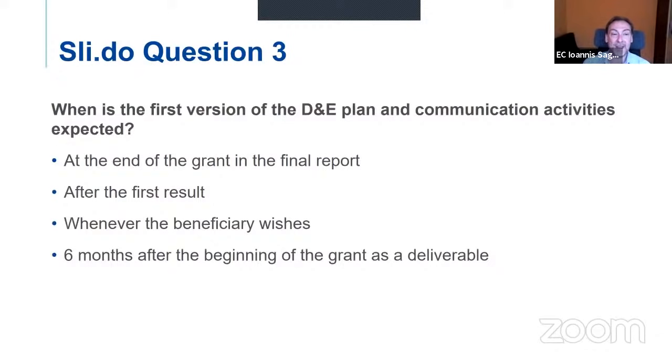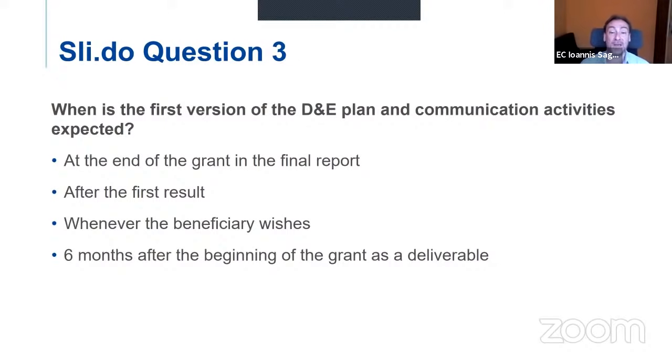And the question is simple. When is the first version of the D&E plan and communication activities expected? At the end of the grant in the final report, after the first result, whenever the beneficiary wishes, or 6 months after the beginning of the grant as a deliverable.